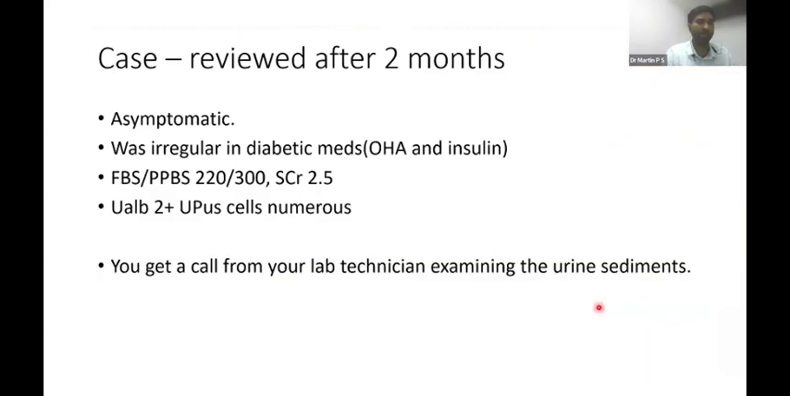The blood sugars are a bit high now, but again the urine has showed numerous pustules. And you get a call from your lab technician who is examining the urinary sediments, saying that he has found something. You run to the lab and see this finding.